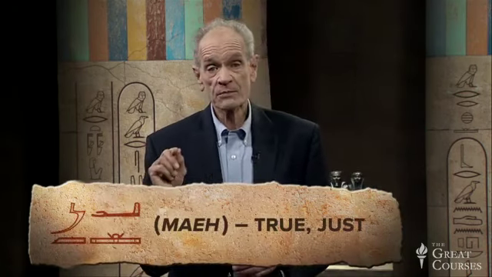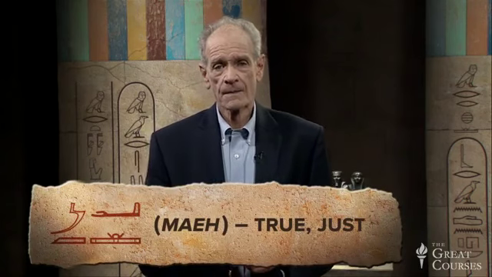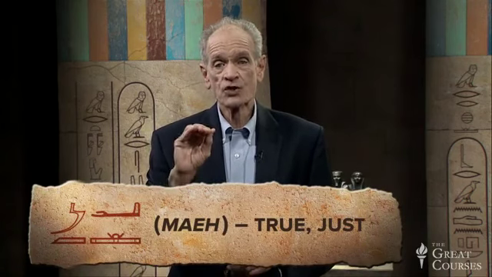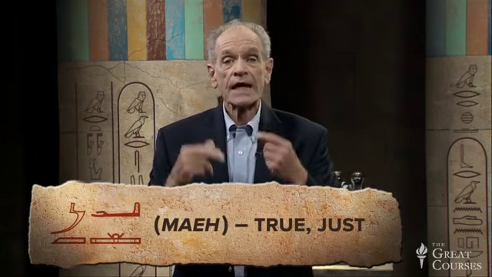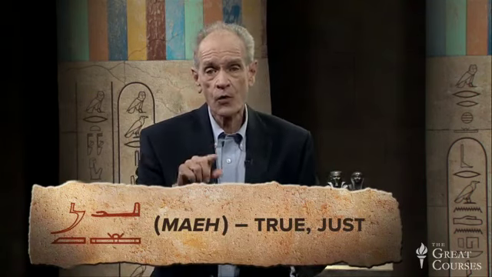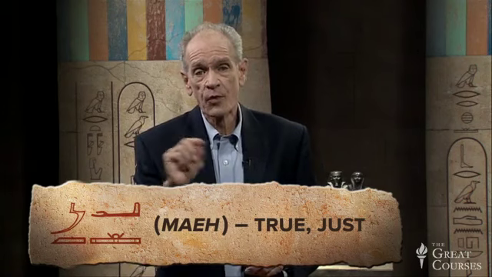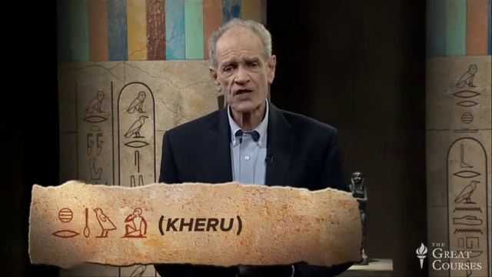A word that we've seen before is maa. It means true or just. Often it's just pronounced maat. We all do that. It's often combined with another word for a different and very important meaning. The other word is kheru.